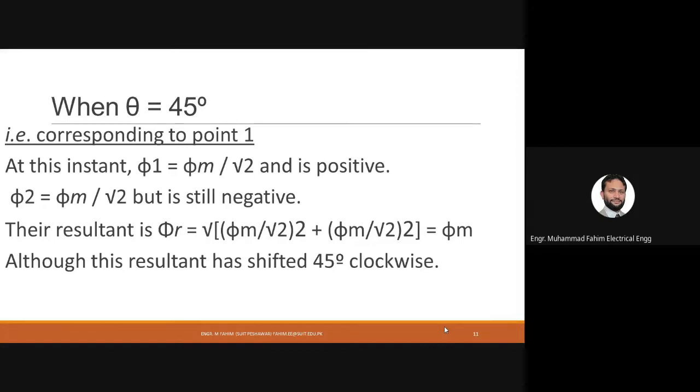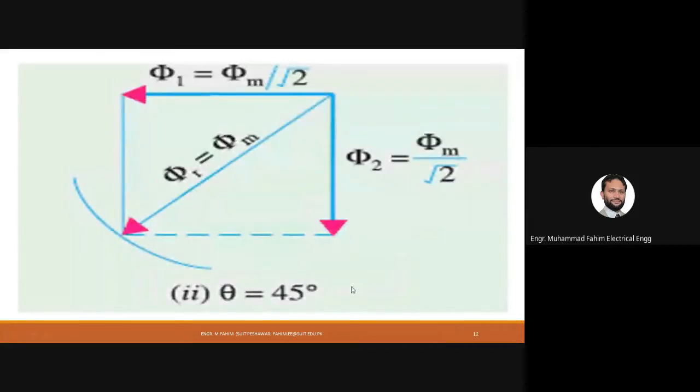Although this resultant has shifted 45-degree clockwise. So now look at over here. Phi 1 is over here, that is phi max by under root 2, and phi 2 is equal to phi max divided by under root 2, and their resultant flux phi r is equal to phi max, which is rotated by a 45-degree clockwise. So now it will look like this.